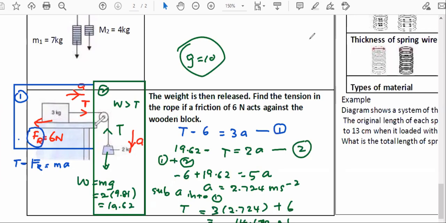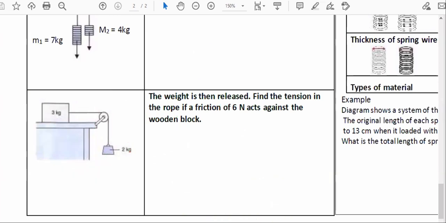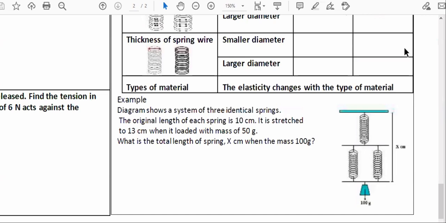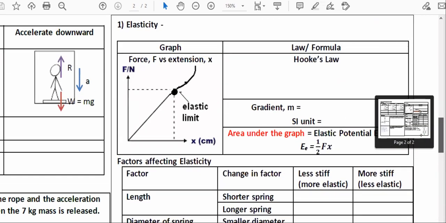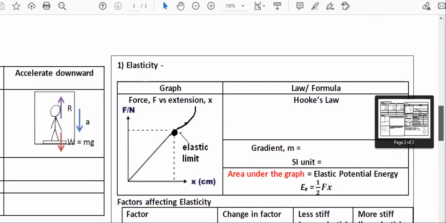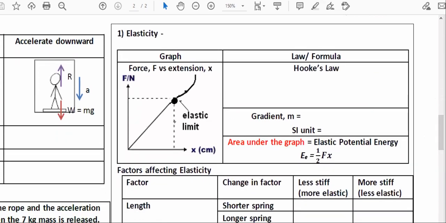So I hope that you all know how to form your own equation and then solve problems based on pulley and lift systems. Okay, so let's move on to the next part. Then you can try the exercise again. The last part is on elasticity. Does any of you remember what is the meaning of elasticity?